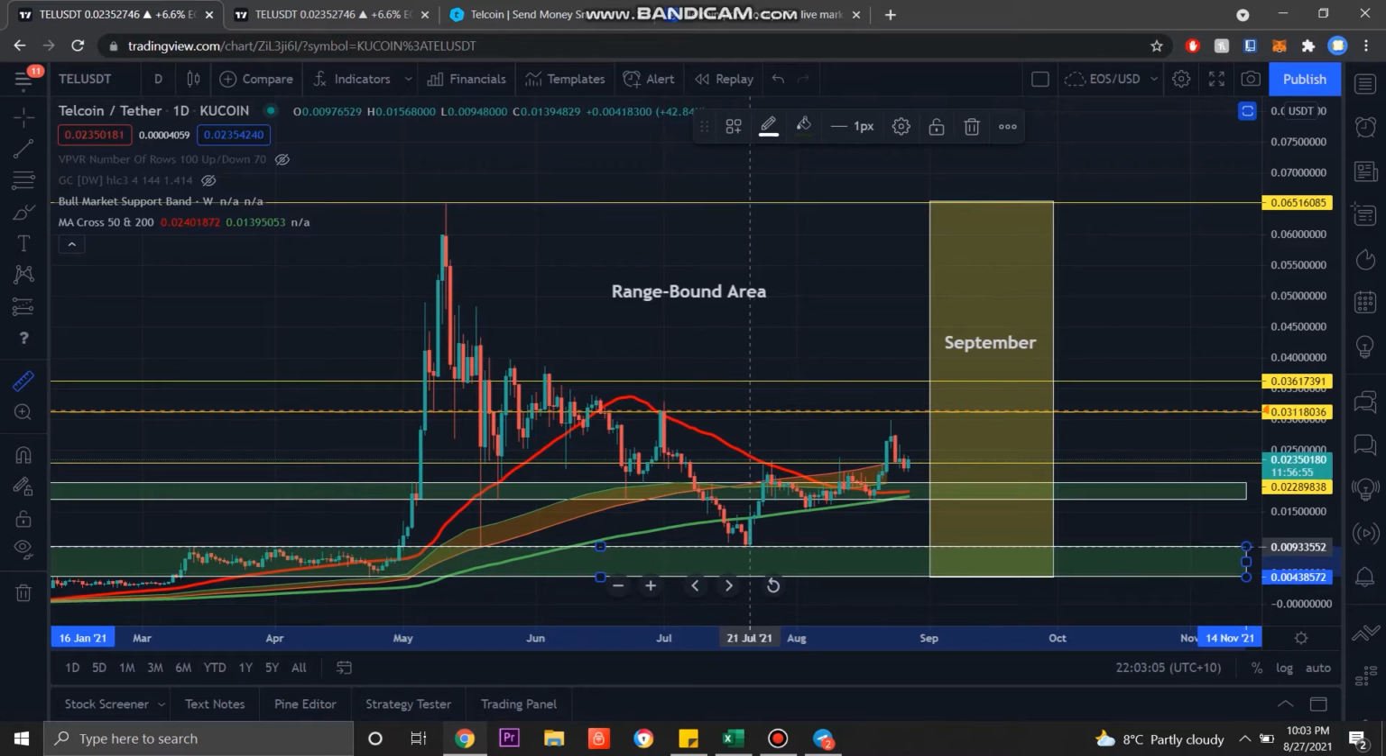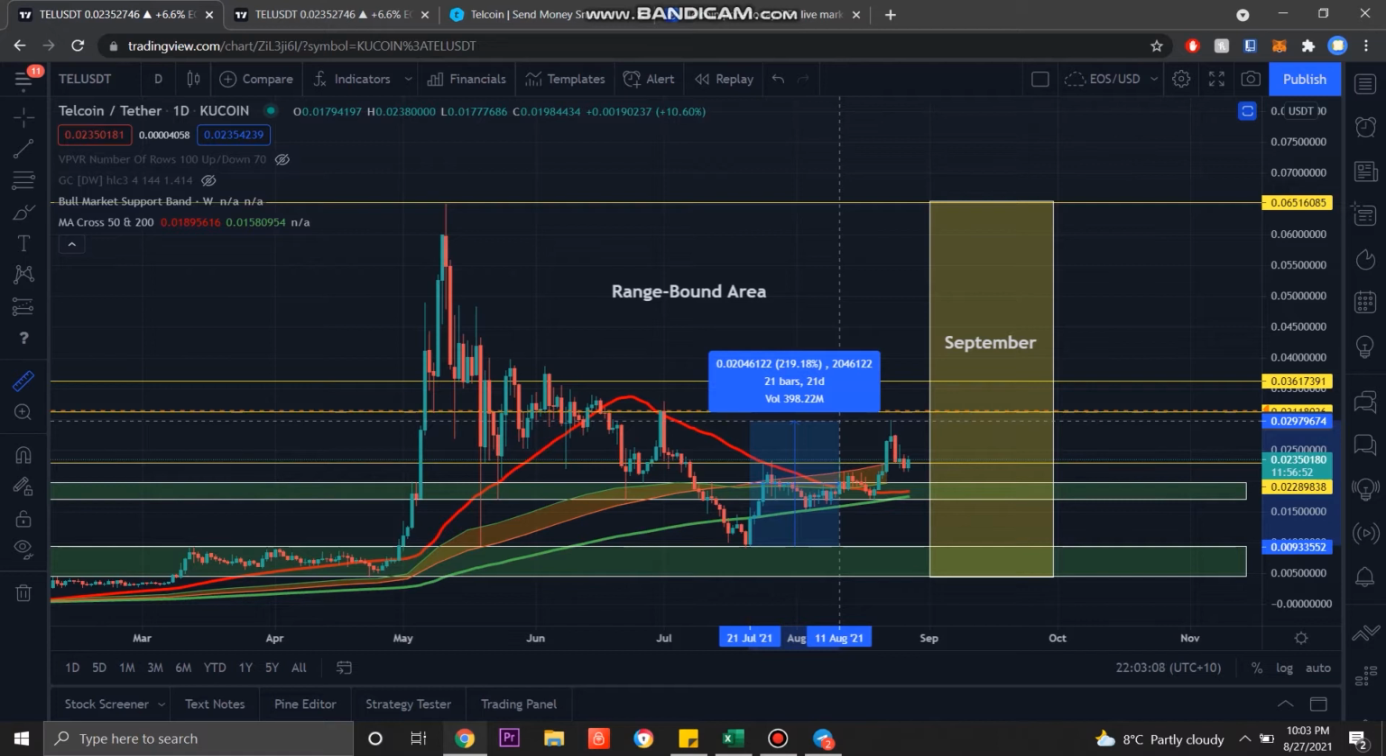So basically at the bottom of this drop here, which is very nice to see, we reached profits of around 220% from that point.